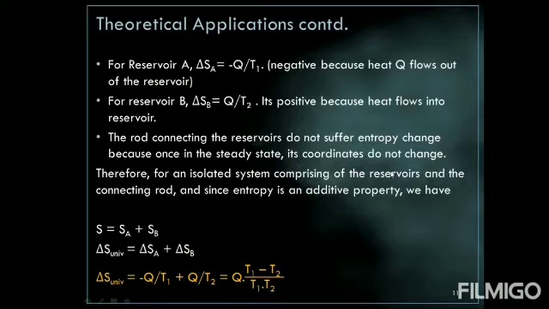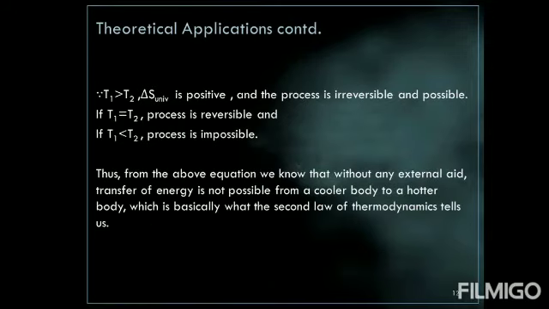Had T1 been equal to T2, delta S universe would have been equal to 0 and the process would have been reversible. But if T1 was less than T2, delta S universe would have been negative and the process would have been impossible. This is basically the second law of thermodynamics, which tells us that without any external aid, transfer of energy from a cooler body to a hotter body is not possible.